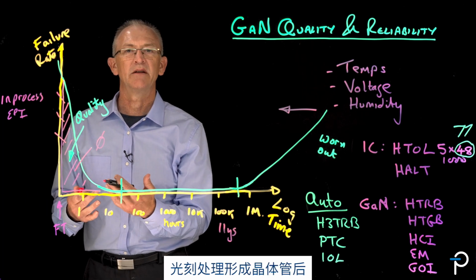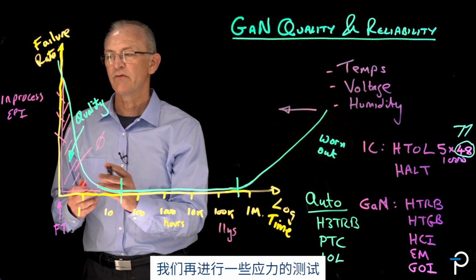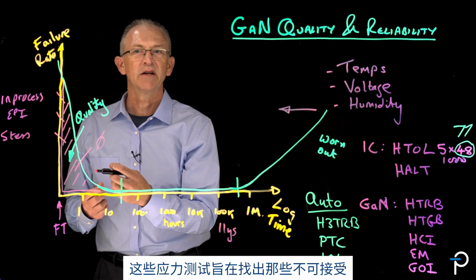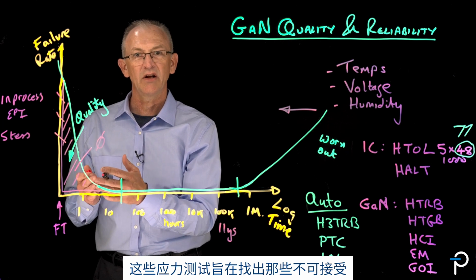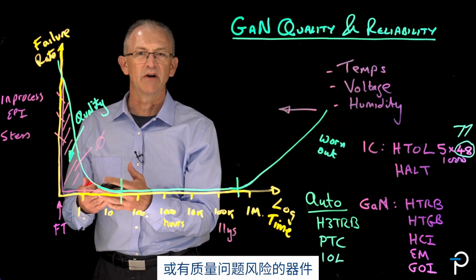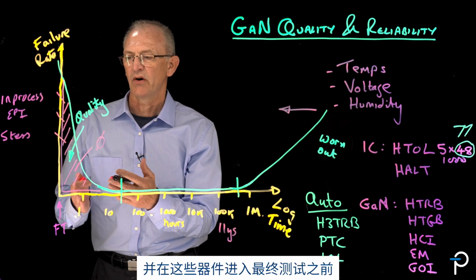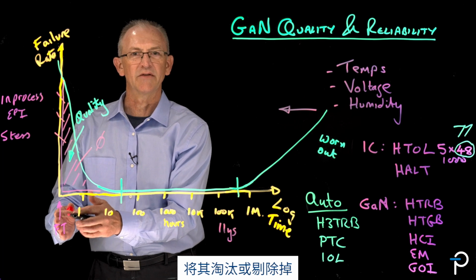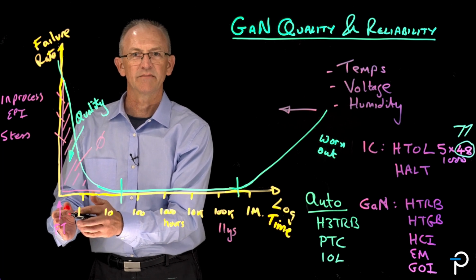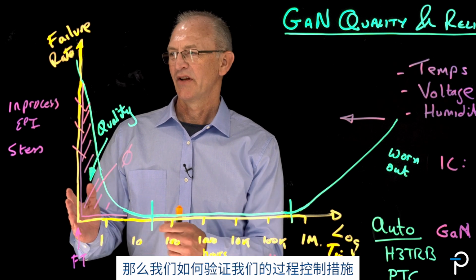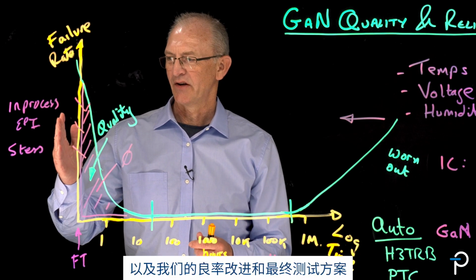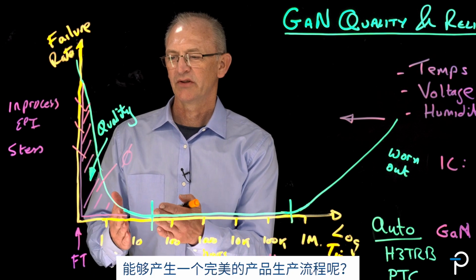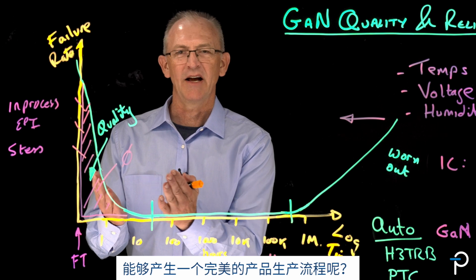After a wafer has been patterned into a transistor, we then run some stress tests. And the stress tests are there to find and either kill or ink out the parts that are unacceptable or have a risk of a quality problem before the parts even make it to final test. So how do we validate that our in-process monitors and our yield improvements and our final test regime are going to yield a perfect product stream out of the other side?